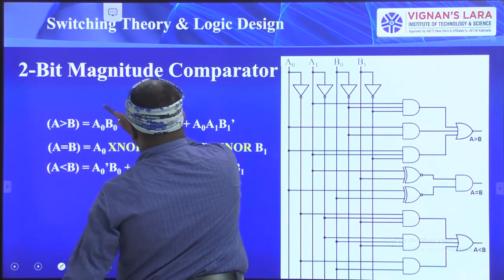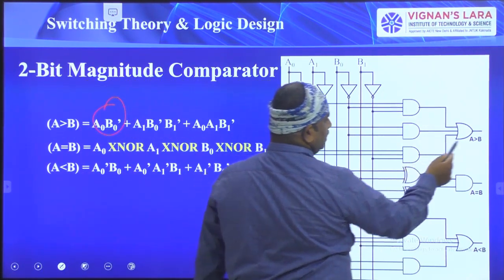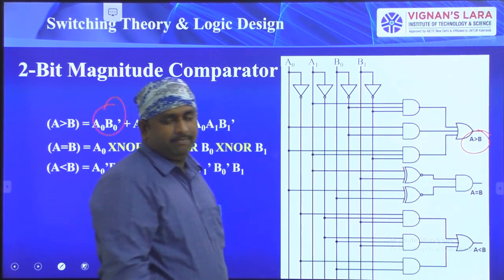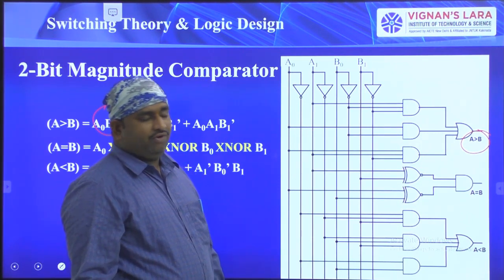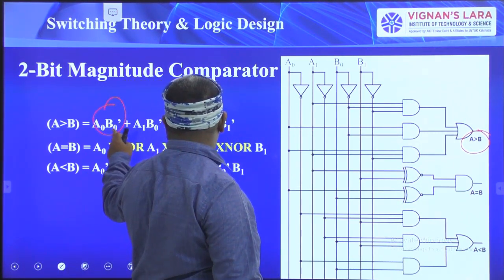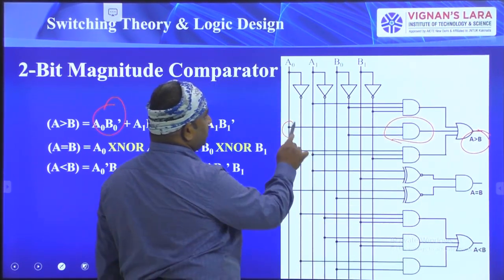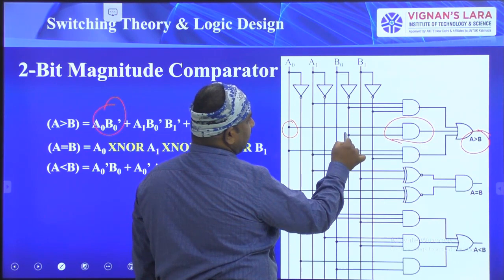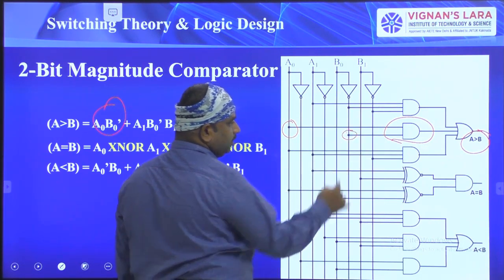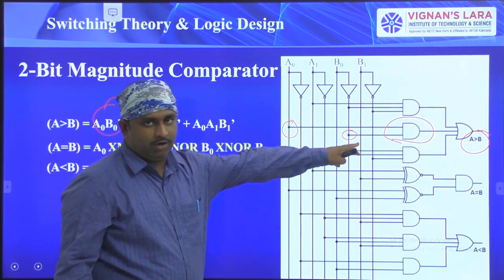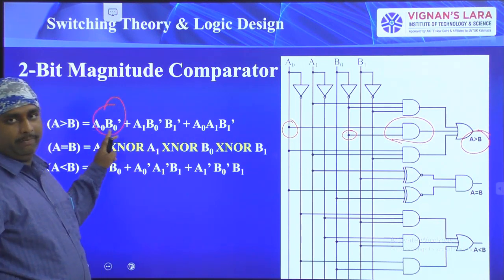So see here, this is the first one, A0 B0 bar for A greater than B. For this combination, the first one, A0 B0 bar, it consists of two inputs. The first input is A0 and the second input is B0 bar. So here I have written A0 B0 bar.